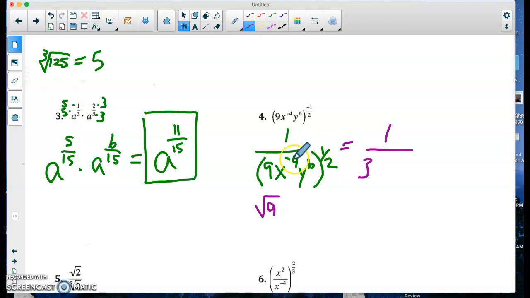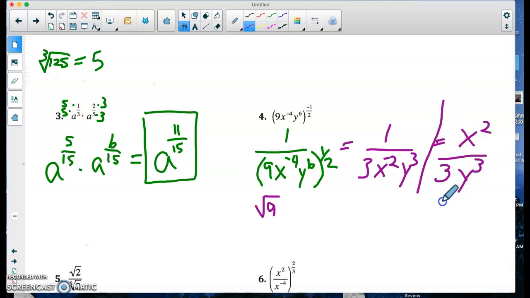I'm taking this 1/2 times the -4, so I'm going to have x to the -2. And I'm distributing to the 6, so I'm really going to have y to the 3rd. Again, our last step here is to see if we can move anything. Never, ever, ever leave a negative exponent. So the x squared is actually going to go to the top. 3 is going to stay on the bottom, and y to the 3rd is also going to stay on the bottom. So this whole thing here is our answer.